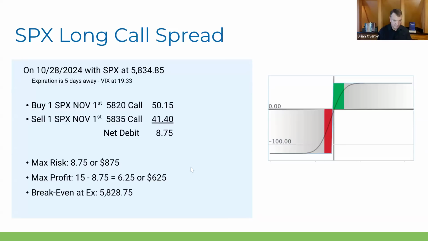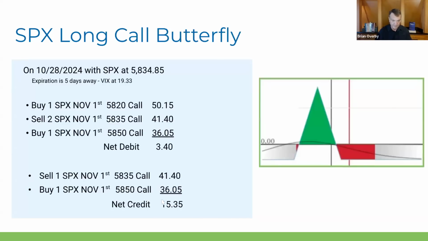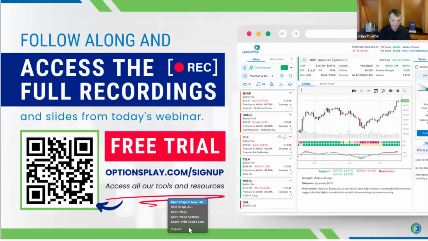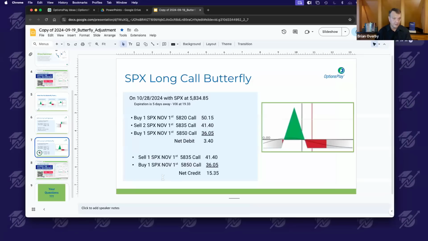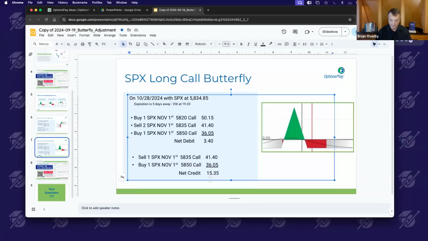So if we do the math, it all works out right. So this is 535. Escape. Exit full screen. I apologize that I had this wrong. 4140 minus 3605 equals 535. All right.